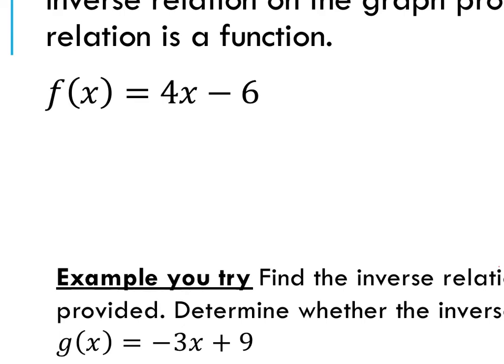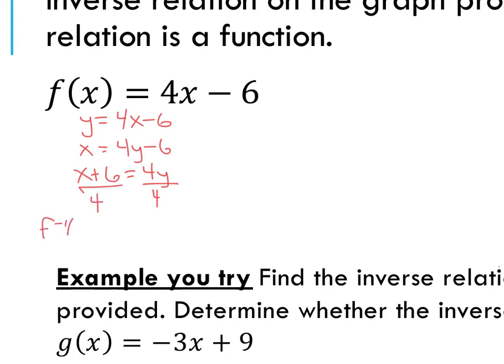So notice we're going to change f of x to y again. Switch the position of x and y and solve for x. So we'll add 6 and then divide by 4. Remember, you're going to change the y to an f inverse of x. So we've already found the inverse. Okay, so that's the first step.